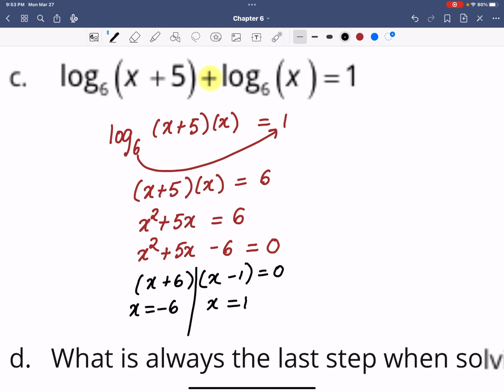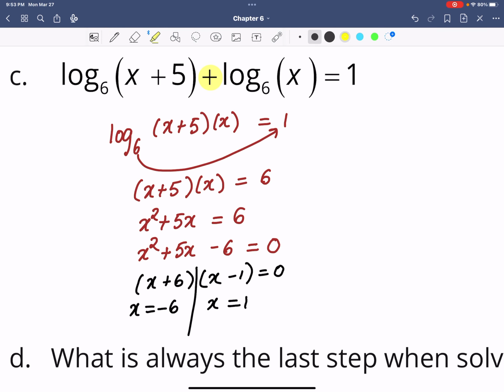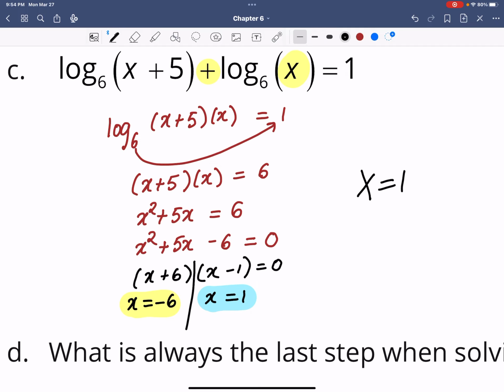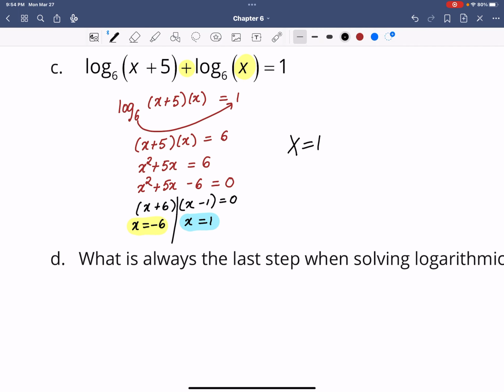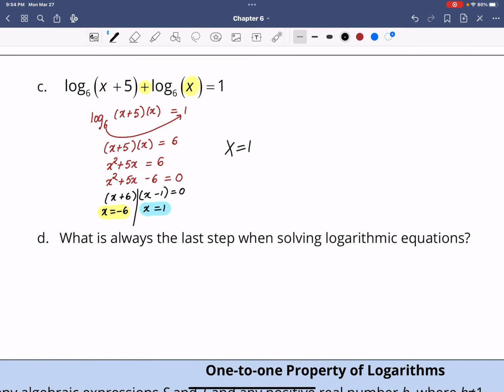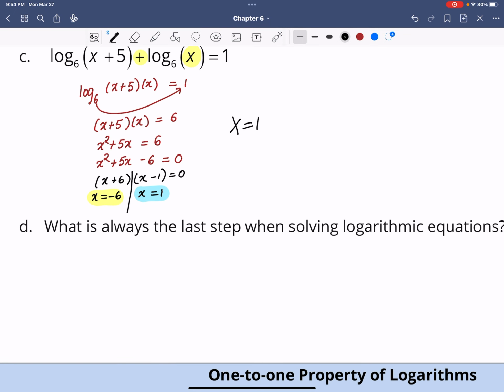Now let's go back and see, can I have a negative log? So when I take this and plug it in here, I get a negative log. So I cannot have that. So my only solution is x is equal to 1. So your only solution is x is equal to 1. So a good practice is to always check, plug it back in and check. What is always the last step when solving your logarithmic equation? Plug in and check your answer.